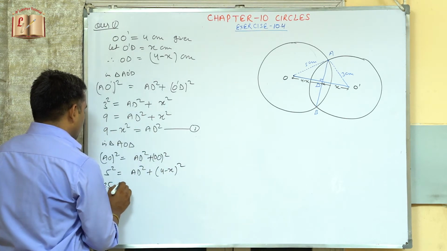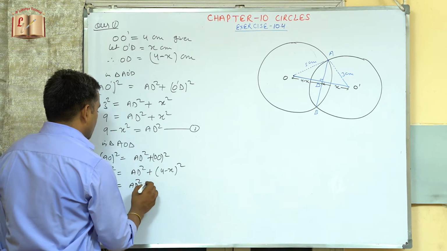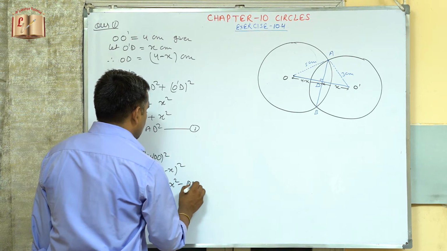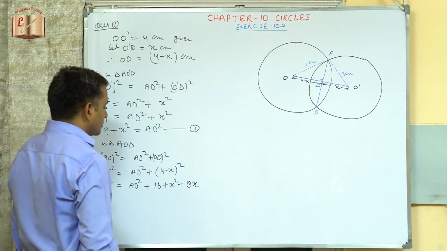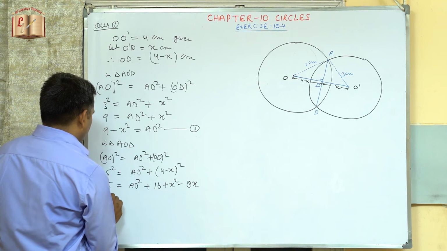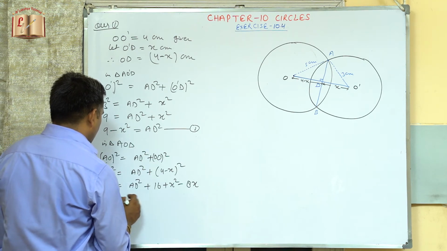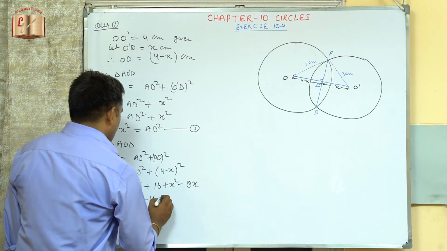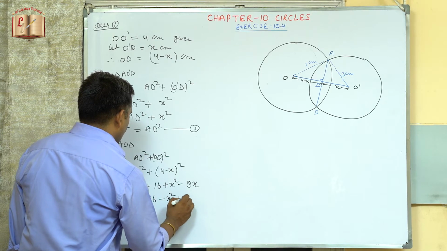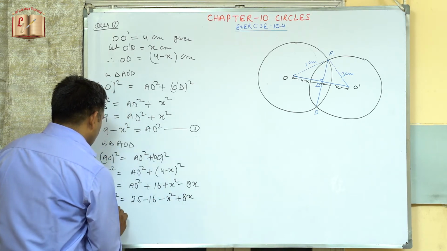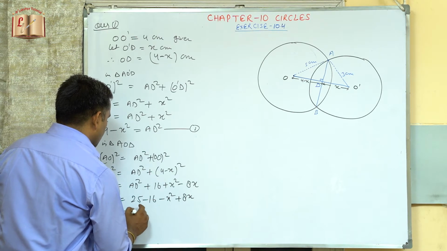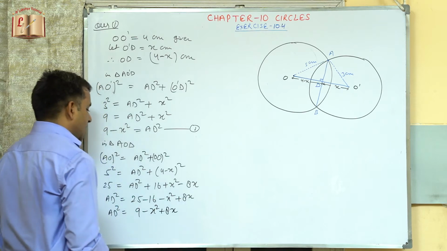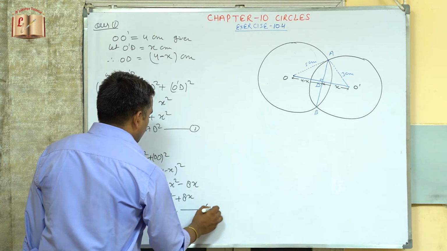So this is now 25 is equal to AD square plus 16 plus x square minus 8x. So we can find from here AD square will be equal to 25 minus 16 minus x square plus 8x, or AD square will be equal to 9 minus x square plus 8x. So this is now equation number 2.